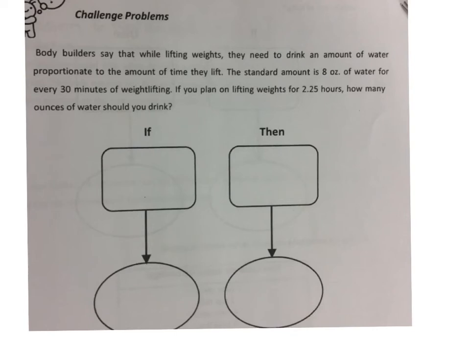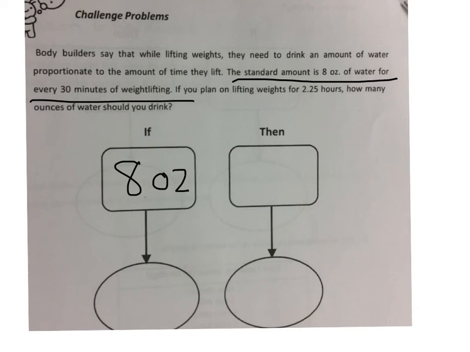Okay, the challenge problem says, bodybuilders say that while lifting weights, they need to drink an amount of water proportionate to the amount of time they lift. The standard amount is 8 ounces of water for every 30 minutes of weightlifting. If you plan on lifting weights for 2.25 hours, how many ounces of water should you drink? So we're going to go to the question and look for that relationship. They're saying this is what you should have, 8 ounces for every 30 minutes. So that's going to go in the if blank. If you drink 8 ounces, you should drink 8 ounces in 30 minutes of lifting weights.